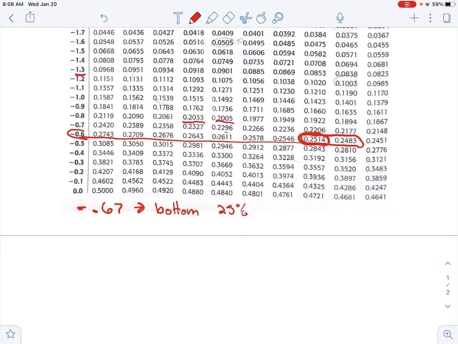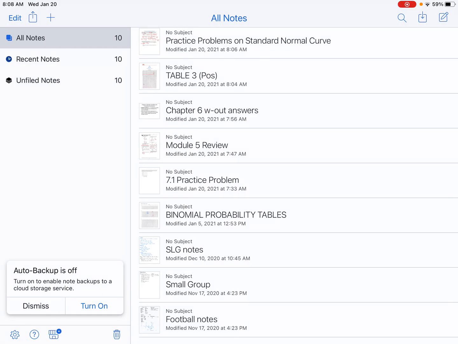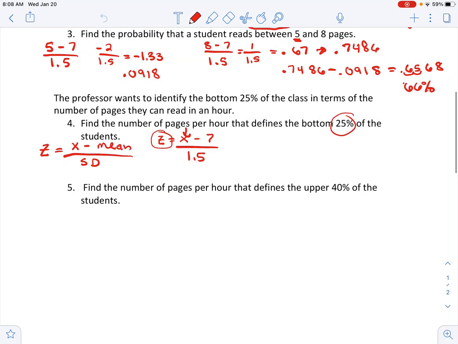So I'm going to go write that in now. Now we found the z-score that goes with the bottom 25%, and so I plug that in. So it's negative 0.67 is equal to x minus 7 over 1.5. And now you just solve this equation. I've got to get 1.5 out, so I multiply each side by 1.5.